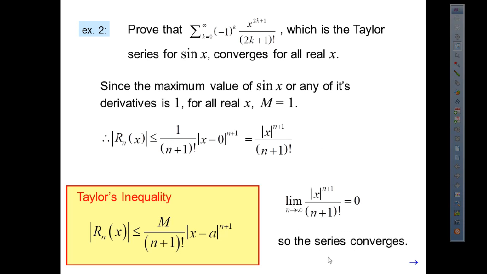Now if we take the limit of this thing, the factorial is going to grow way faster than any x value to the n plus 1 power. As n gets larger and larger and goes to infinity, the factorial is going to grow way faster than just increasing the power on top. So this is going to go to 0. If that goes to 0, that means the remainder goes to 0 as well. Therefore, the series will converge.